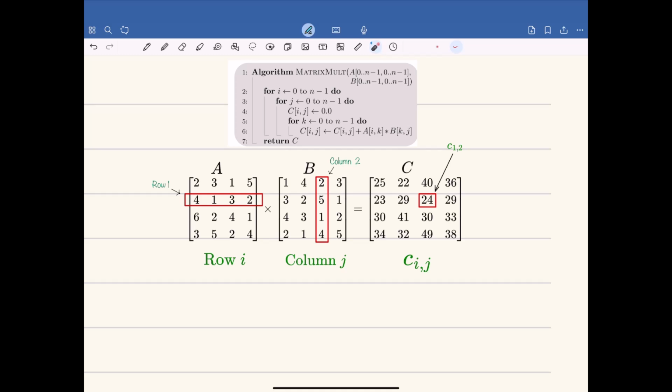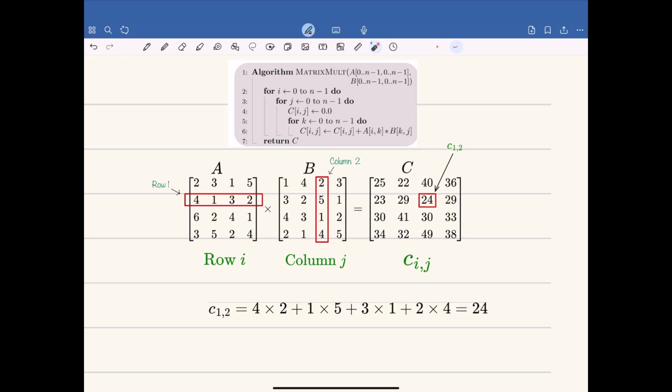To compute the value of the entry Cij, we take the sum of products between row i in matrix A and column j in matrix B. For example, to compute C12, we need to take the sum of products between row 1 in matrix A and column 2 in matrix B, and we have this formula. So the value of C12 is the sum of products: 4 times 2 plus 1 times 5 plus 3 times 1 plus 2 times 4, which is equal to 24.